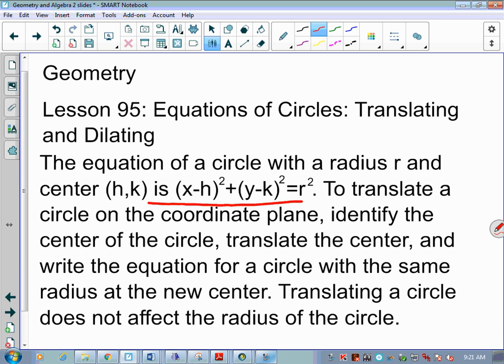All right, so to translate a circle on the coordinate plane, identify the center of the circle, translate the center, and write the equation for a circle with the same radius at the new center. So the radius won't change when we're translating. Does that make sense? Translating a circle does not affect the radius of the circle. So just moving it, we're going to keep it the same. But whenever we dilate it, we're going to keep the same center. We're going to keep the same h and k, and we're just going to change the radius. So we're going to either make it bigger or smaller.